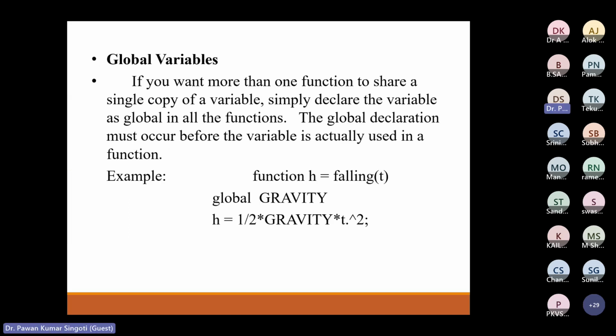Global variables: if you want more than one function to share a single copy of a variable, simply declare the variable as global. Simply write global in front of that variable, for example global gravity. Then gravity becomes global and can be used in more than one function. The global declaration must occur before the variable is actually used in a function.